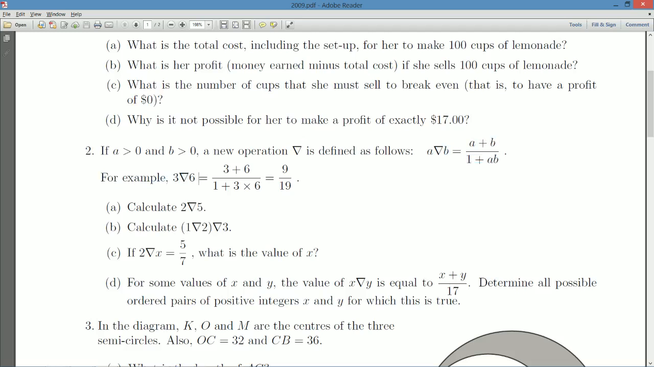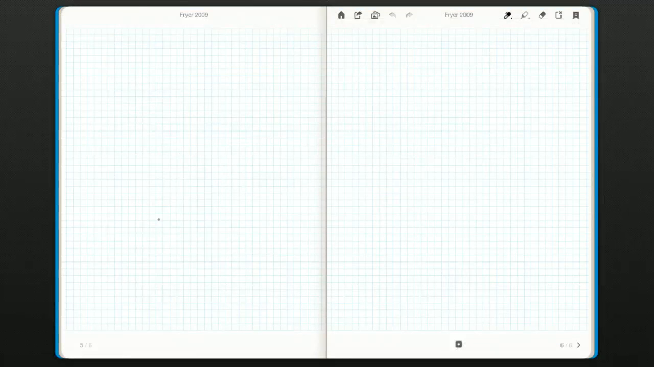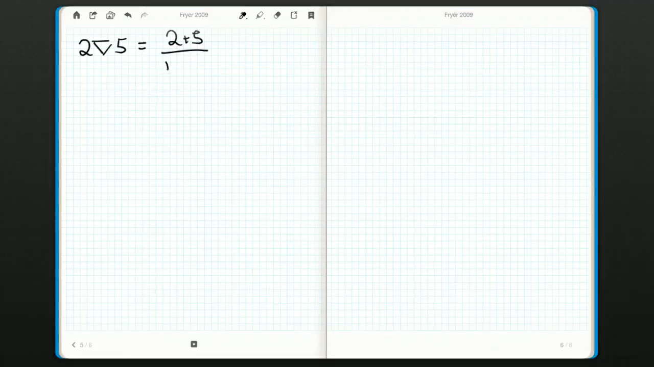Alright, A part. Calculate 2 triangle 5. So this should be fairly simple. What is that? So that's 2 plus 5 on the top, over 1 plus 2 times 5. That's 7 over 1 plus 10, which is 7 over 11. It's a nice little fraction.